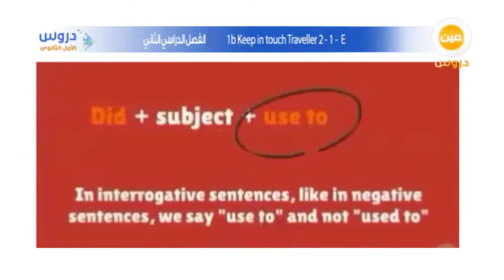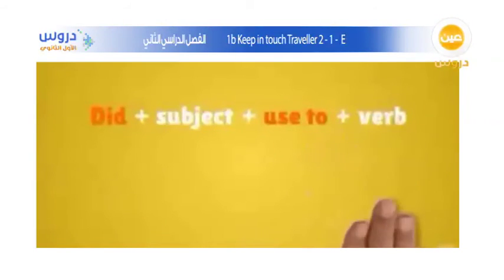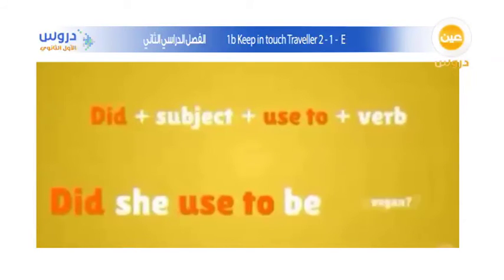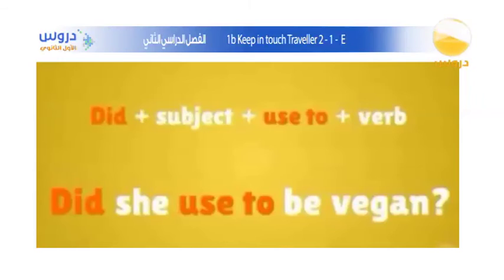In interrogative sentences, like in negative sentences, we say used to and not used to, plus verb. Did she used to be vegan? Okay, so this is the end of the video here.